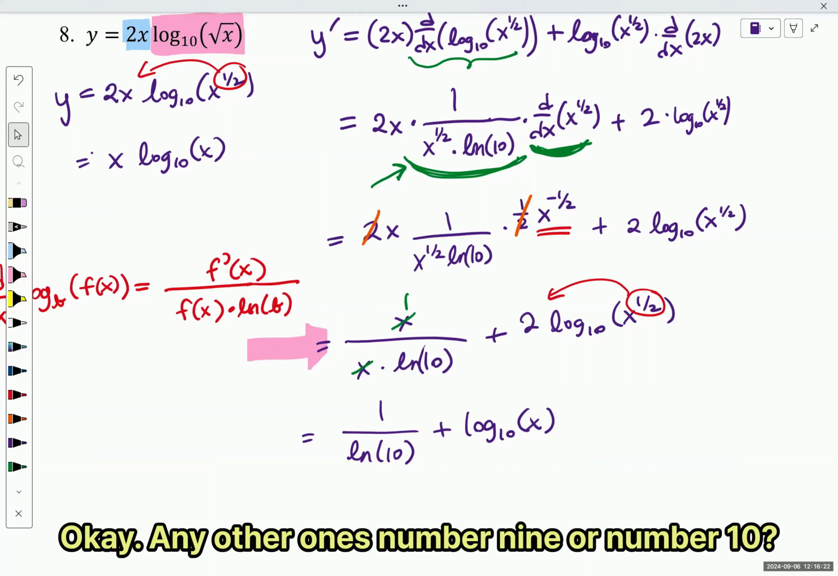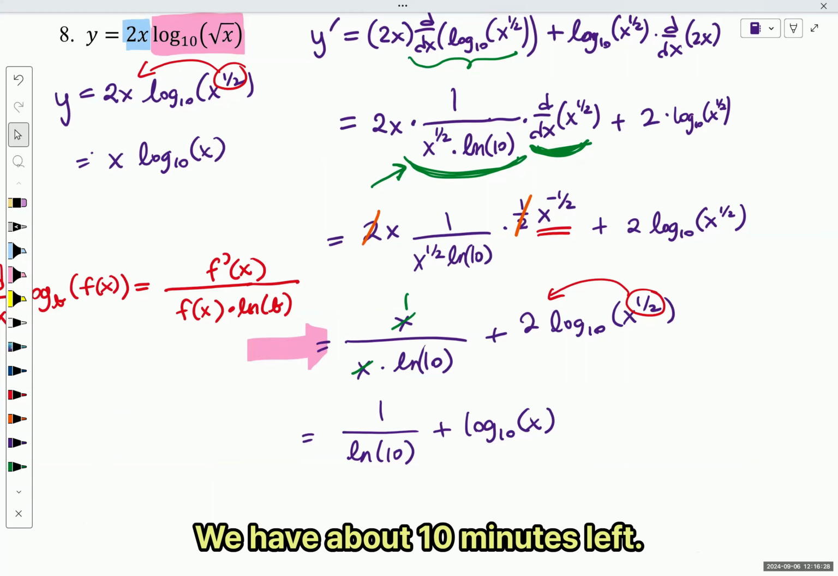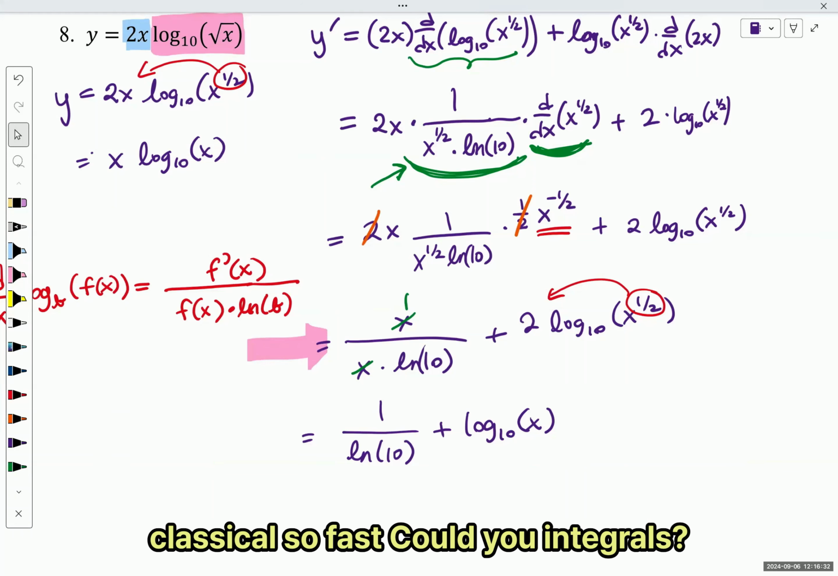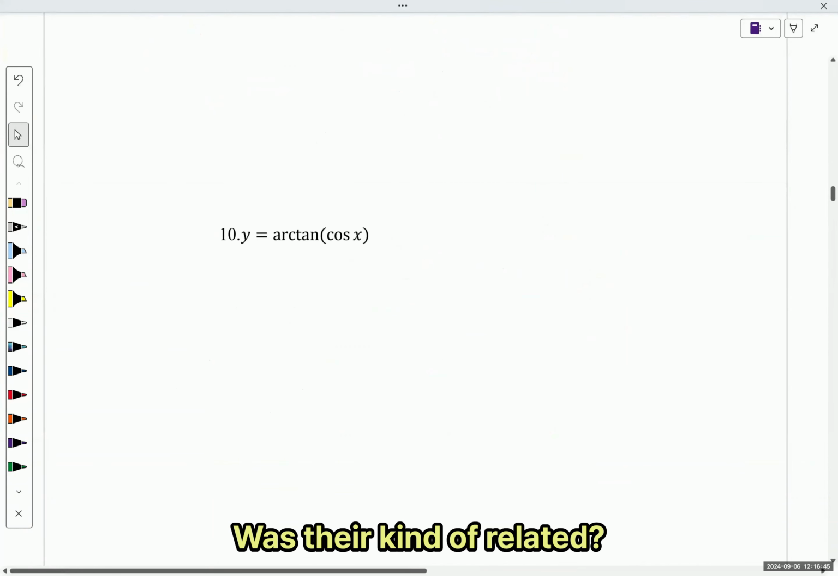Okay. Any other ones? Number 9 or number 10? You wanna pick one? You wanna do some integrals? We only have about 10 minutes left. Class goes so fast. Can we do some integrals? Let's do some integrals. Okay, 11 through 14, what do you think? Because they're kind of related.